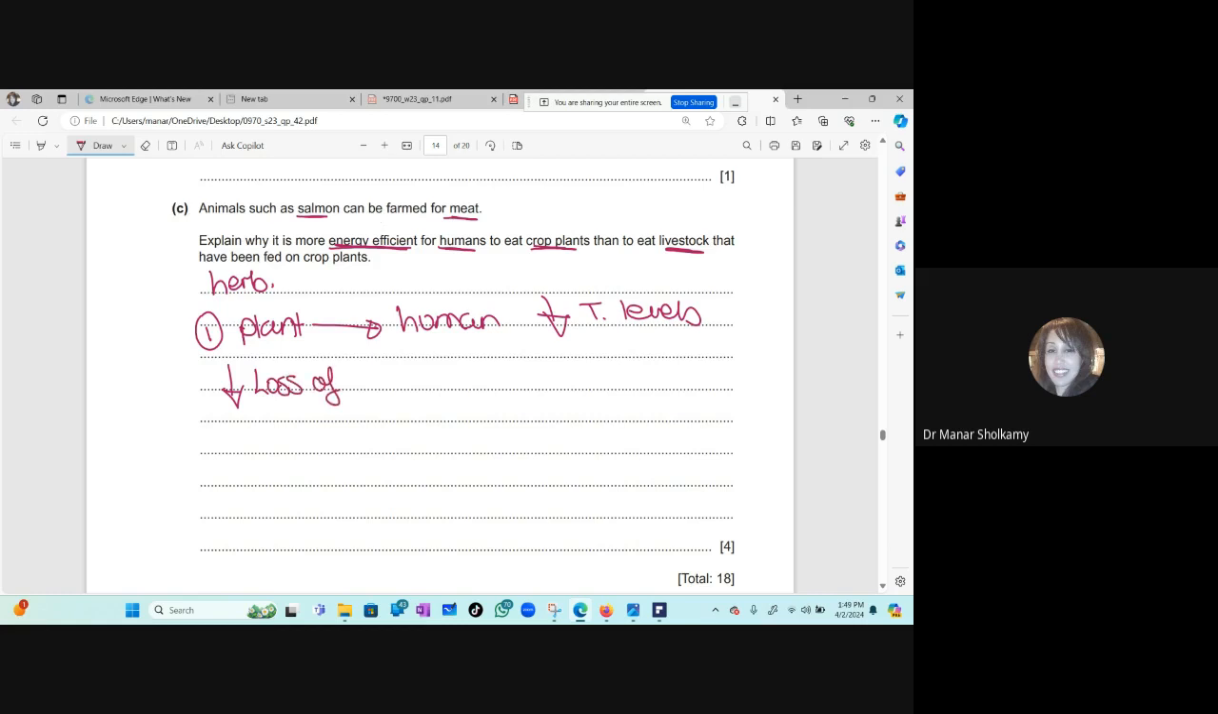Wake up with me. Less loss of energy or more loss of energy? Less loss of energy. Yes. In that case, it will be more energy efficient. Again, this is not enough. This is out of 4 marks.